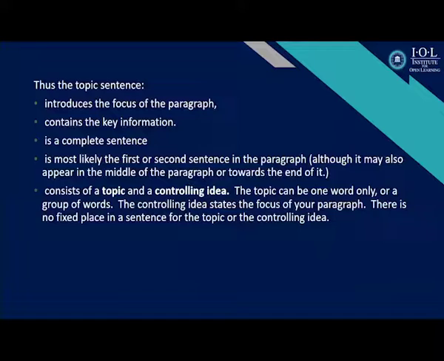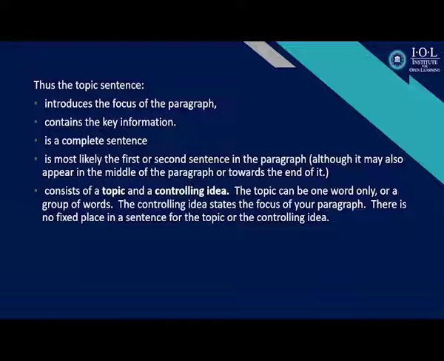So we say first the topic sentence introduces the focus of the paragraph. It contains the key information. It is a complete sentence. Guys, the topic sentence is a complete sentence. It is most likely the first or second sentence in the paragraph, although it may also appear in the middle of the paragraph or towards the end of it. It consists of a topic and a controlling idea. The topic can be one word only or a group of words, while the controlling idea states the focus of the paragraph.